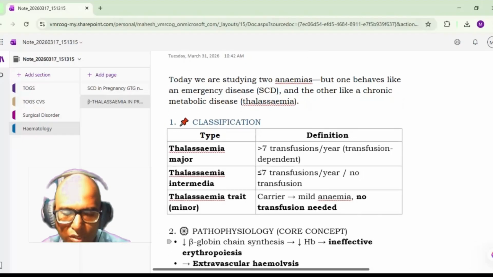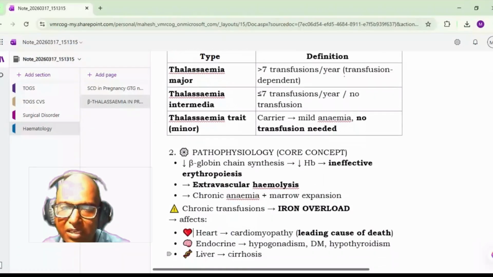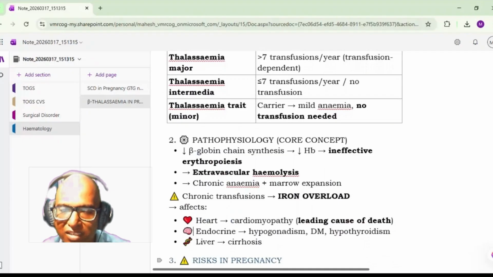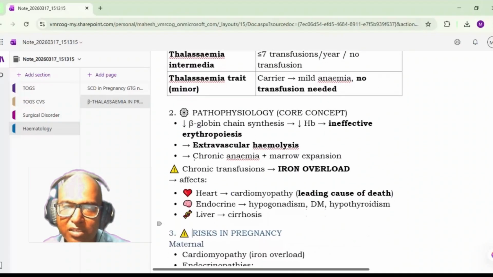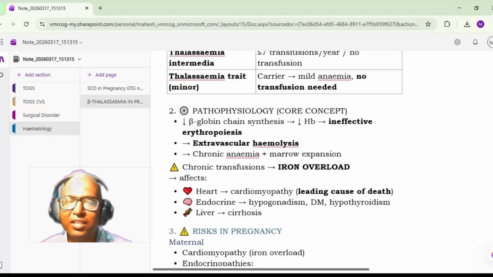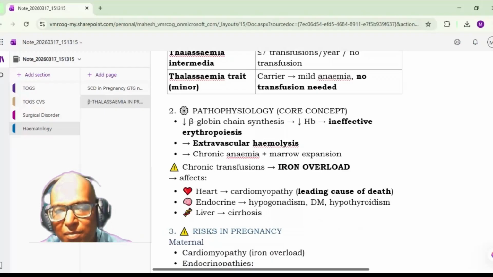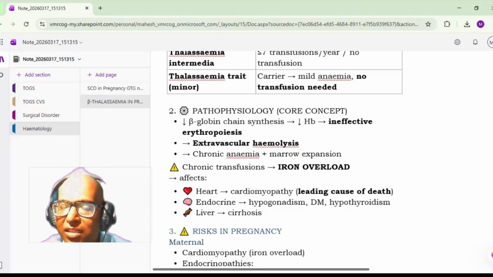Okay, so what happens in the pathophysiology of thalassemia is there is a decreased globin chain synthesis that leads to the reduction in the hemoglobin and which leads to ineffective erythropoiesis. So there is an extravascular hemolysis, there is a chronic anemia, and there is expansion of the marrow. The patient requires multiple transfusions because the hemoglobin level is low, so there is an iron overload, and this iron overload is the one important thing which is happening in thalassemia, which is not much in sickle cell disease.